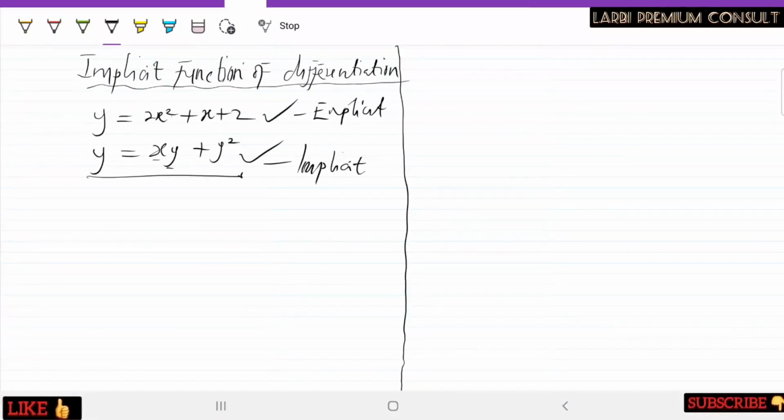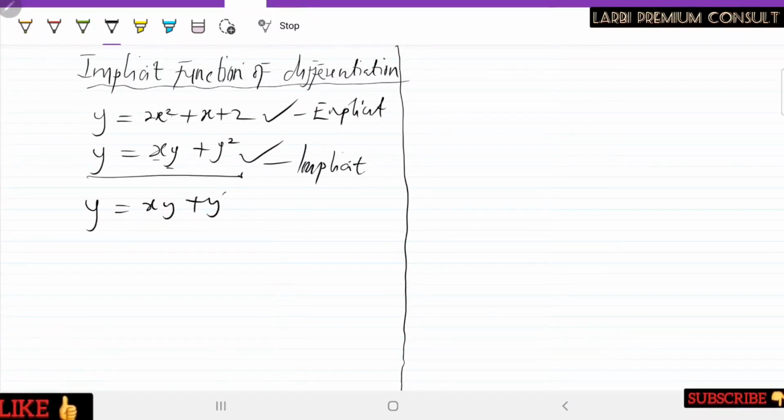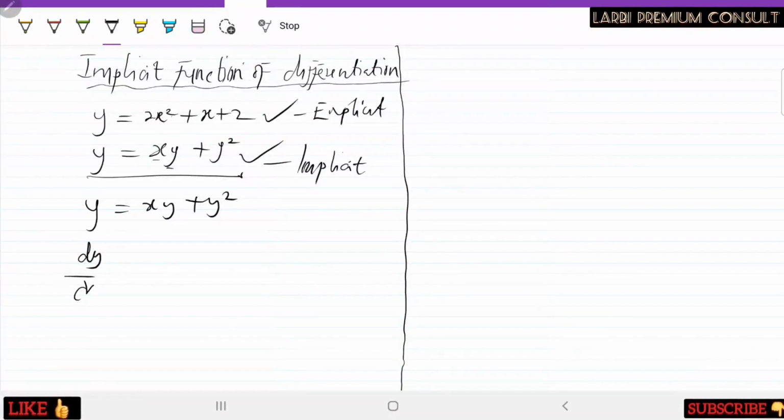And how do you undertake this expression? I'll first of all start with the example I've given here: y is equal to xy plus y squared. How do you differentiate this kind of expression? It's important that you know how you differentiate it, right? So here when I differentiate, remember I'm differentiating with respect to x, so it becomes dy over dx.